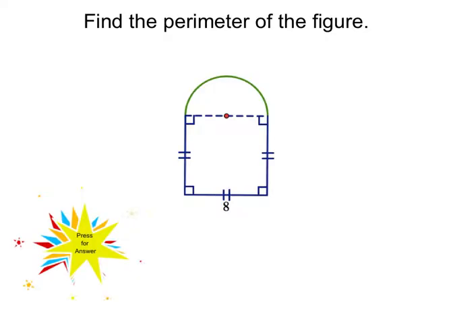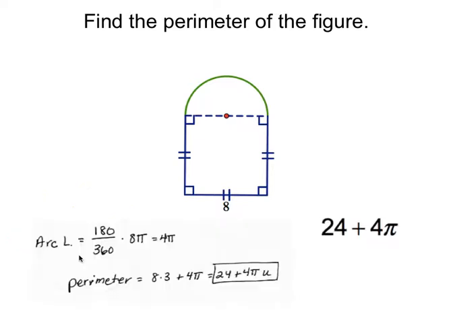I would like you to all try to do this problem. I'd like to know the perimeter of the figure. Press pause, and when you're ready to see the answer, press play again. Okay, so we have 1/2 the circle, so the arc length here, plus 3 sides of my square. So that's 8 times 3, or 24.